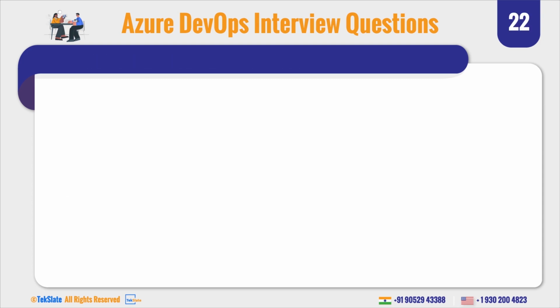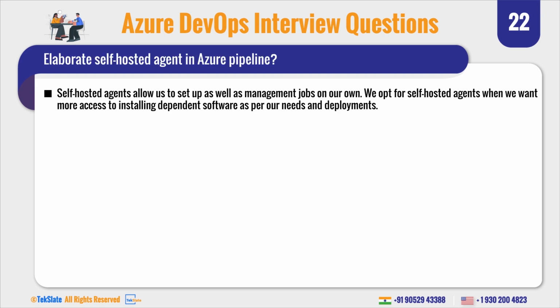The next question is, elaborate the self-hosted agent in Azure pipelines. So self-hosted agents allow us to set up as well as manage jobs on our own. So we opt for self-hosted agents when we want more access to installing dependent software as per our requirements and deployments. Also the speed can be boosted by the persistence of machine level cache and configuration from run to run.